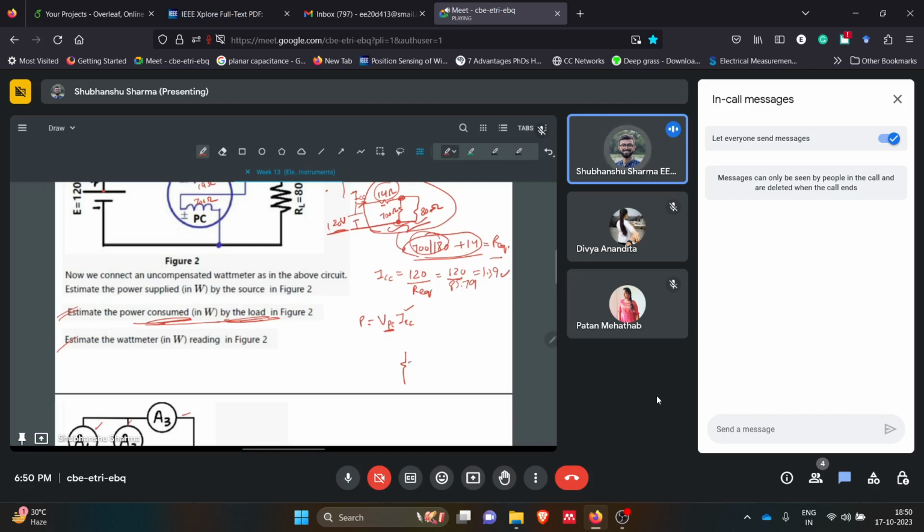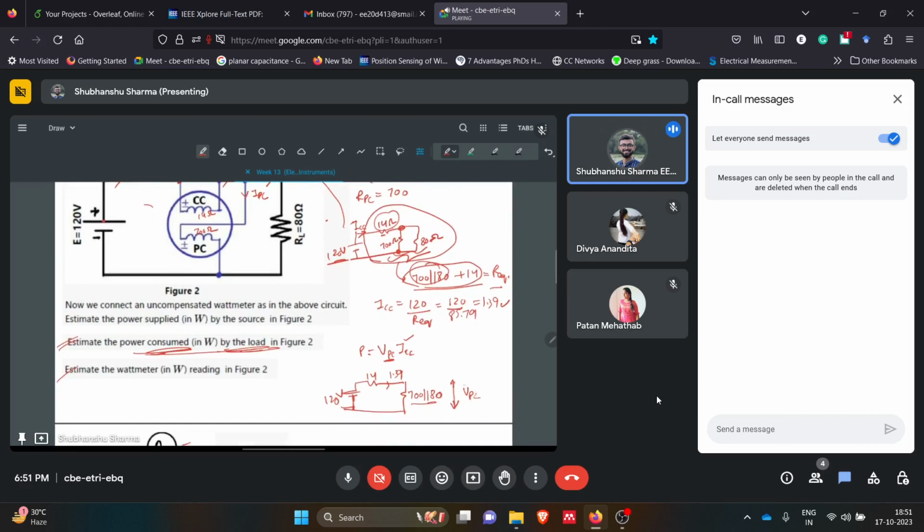Okay, so this is 700 parallel 80. This is 14. We know the current here is 1.39, and this is the input voltage source, 120 volts, 700 parallel 80. So just solve this, and we can get the voltage drop across this. This is VPC, the voltage across the power coil. The current we know, so we can get VPC. VPC will be 1.39 into 700 parallel 80. So just solve this thing.